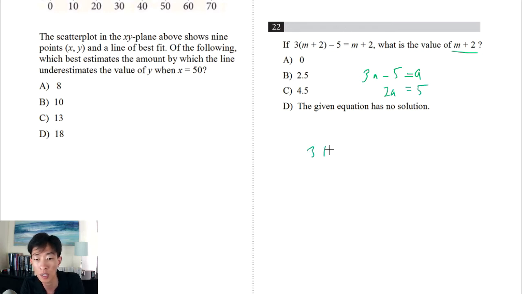So let's do the same thing here. We've got 3 times m plus 2 minus 5 equals m plus 2. So we're going to subtract m plus 2 from both sides. That's going to give us 2 m plus 2's. And then we're going to add 5 to both sides. We're going to get equals 5. Now we're solving for m plus 2. So we're going to divide by 2 on both sides, and we get m plus 2 equals 5 halves. Notice that we never even had to solve for m, because if you do that, it's basically a waste of time. So the answer is B, 2.5.